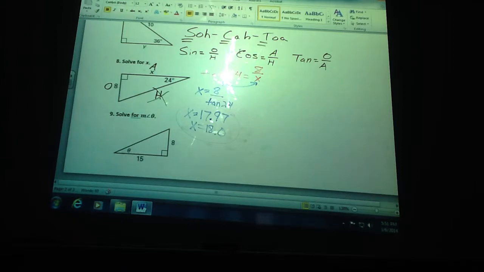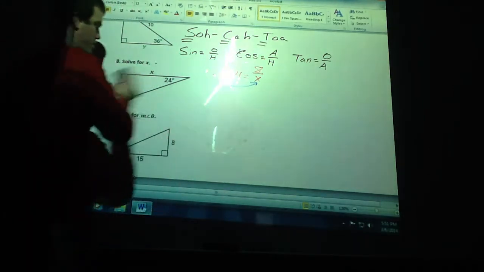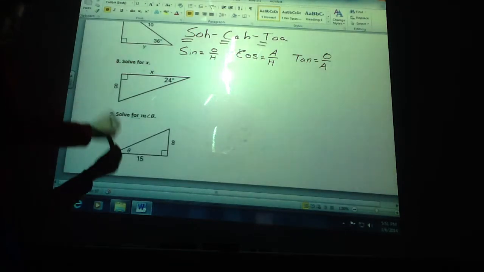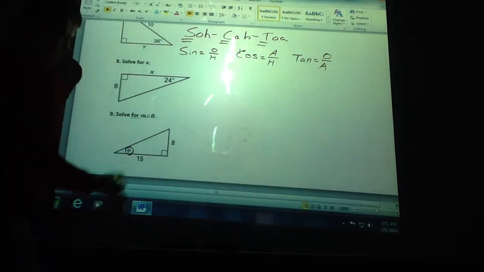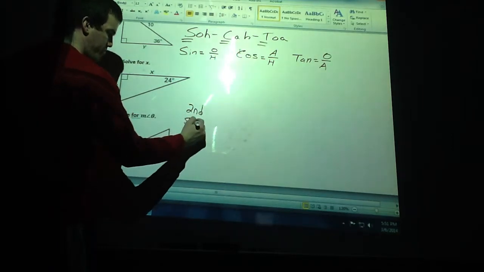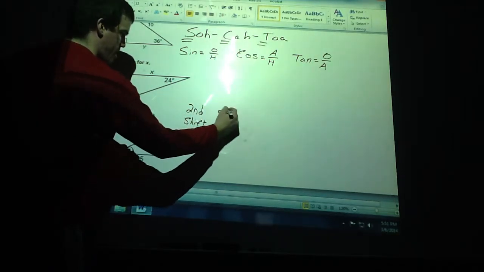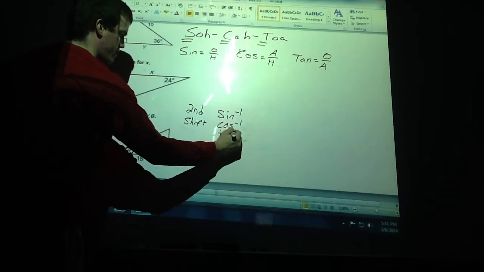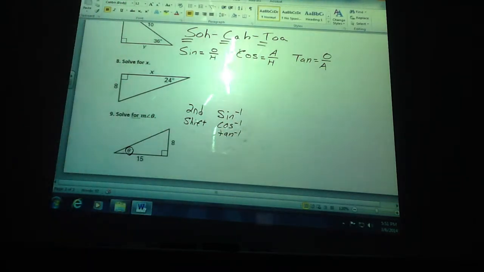And last but not least, number 9. Number 9 is a good one. On number 9 here, I'm looking for the angle measure. So on your calculator, you have that second or that shift button to give me the sine inverse, the cosine inverse, or the tangent inverse. You're going to need to use that button for these now.